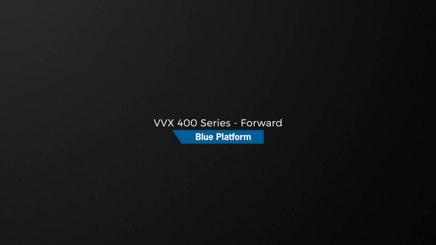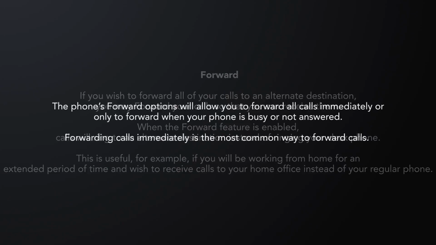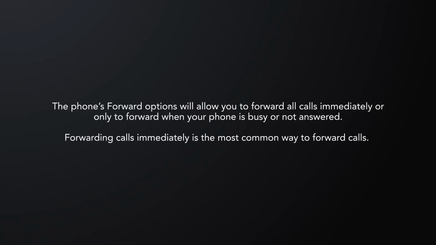If you wish to forward all of your calls to an alternate destination, you may do so from your phone set. When this feature is enabled, calls will ring to this alternate destination instead of ringing your desk phone. This is useful, for example, if you're working from home for an extended period of time or wish to receive calls to your cell phone. The phone's forward options will allow you to forward all calls immediately or only when your phone is busy or not answered. Forwarding calls immediately is the most common way to forward calls.